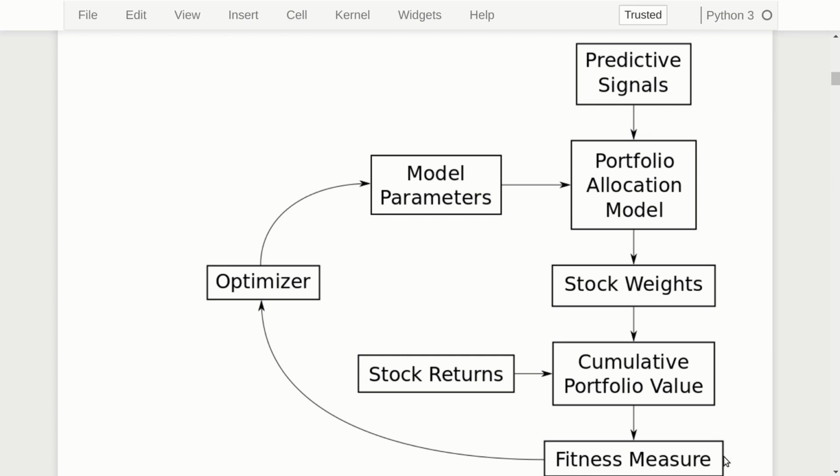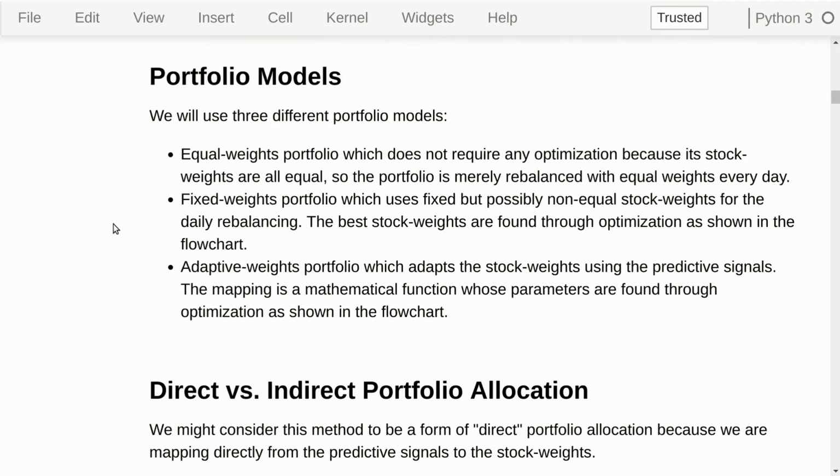Then we calculate some fitness measure to find out how well the portfolio allocation model performs using these model parameters. Then we send this fitness measure back up to the optimizer, and it will try and find some new model parameters to try, and we repeat this cycle here until we have found model parameters that are sufficiently good on the training set. We will use 3 different portfolio models in this video here.